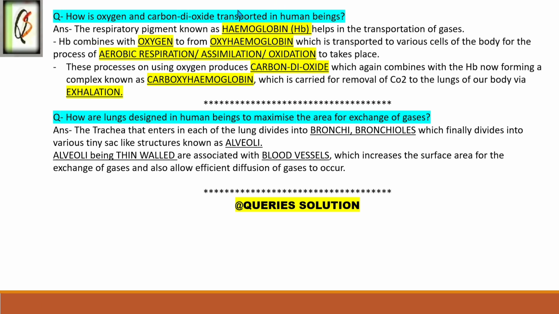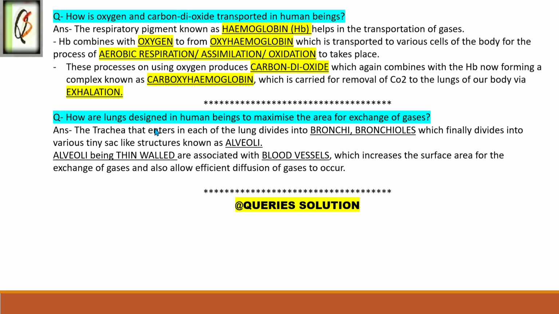Alright, so our next important question. How are lungs designed in human beings to maximize the area for the exchange of gases? A simple question again. What's the answer to that? We know that we have a pair of lungs, and there is a common pipe known as the trachea, also known as the windpipe, which divides into two before it enters the left and right lung in our body, right? So that's what we are talking about.